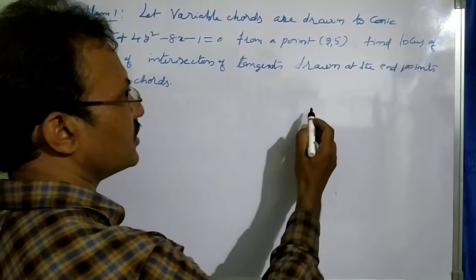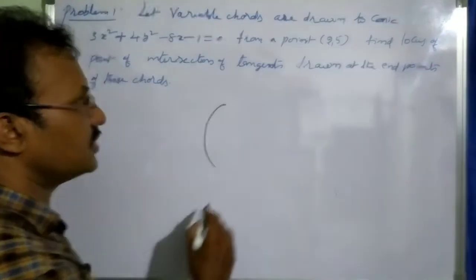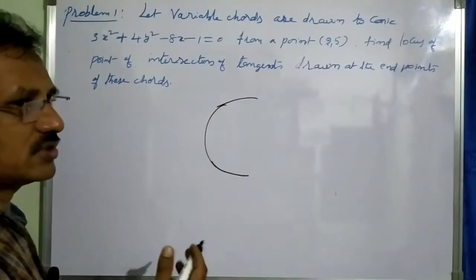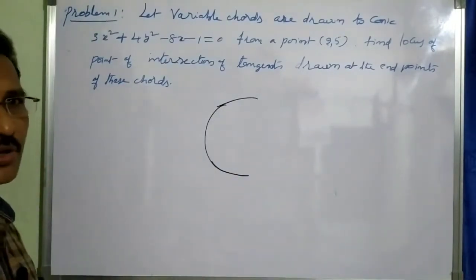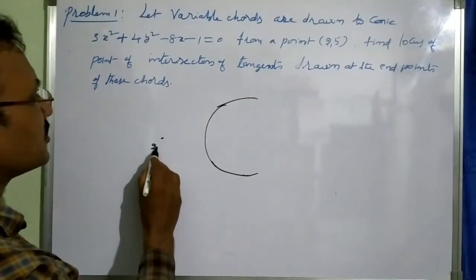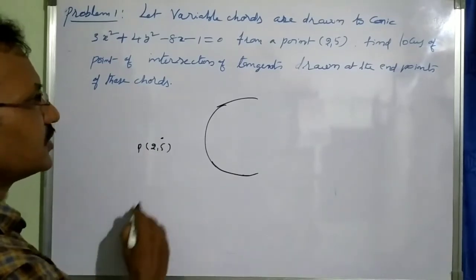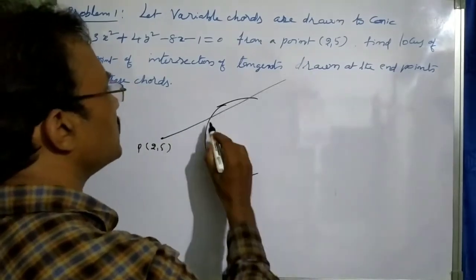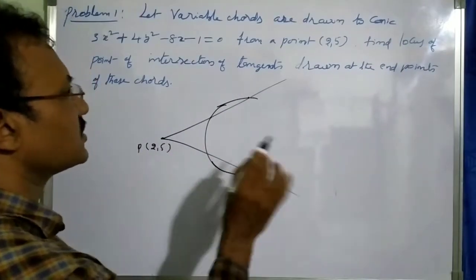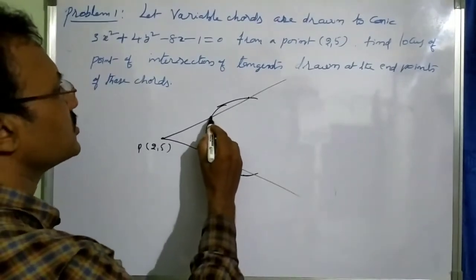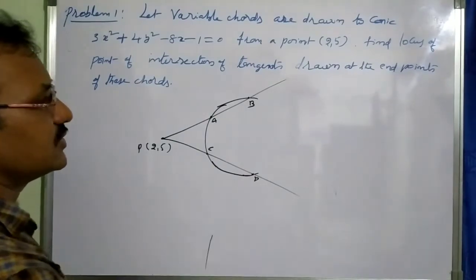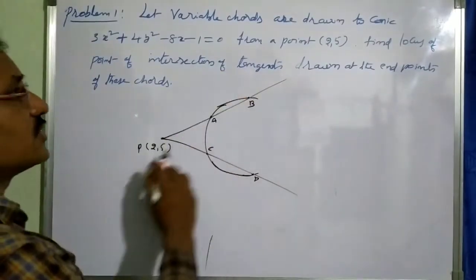Suppose let it be the given conic. Variable chords are drawn to the conic; we can assume any conic, whether it is a circle, parabola or hyperbola. Suppose (2, 5) is the given point. There are so many variable chords. Suppose one chord intersects the conic at A and B, and another intersects the conic at C and D. Now variable chords are drawn from this point.